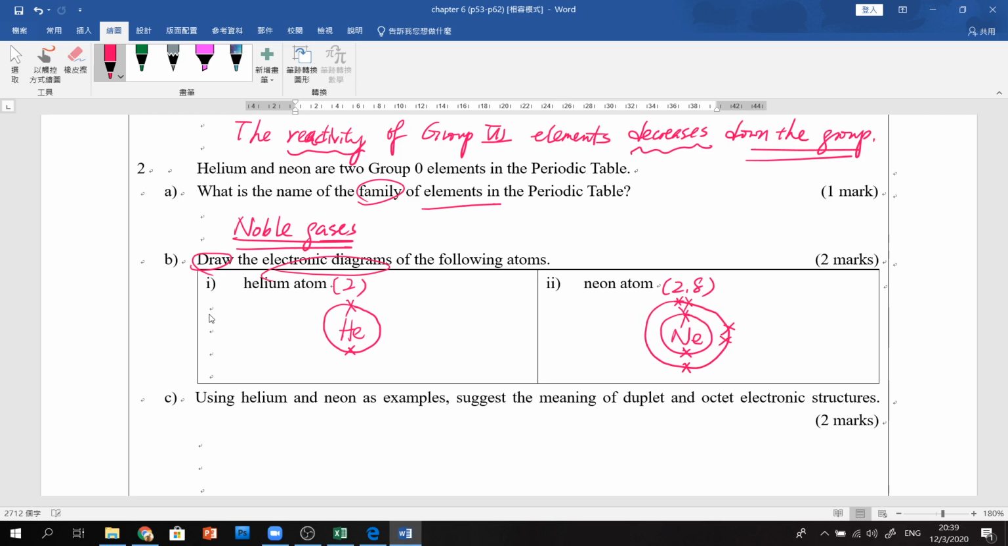3, 4, 5, 6, 7, 8. Remember to pair up those, and you can get the full marks for that.